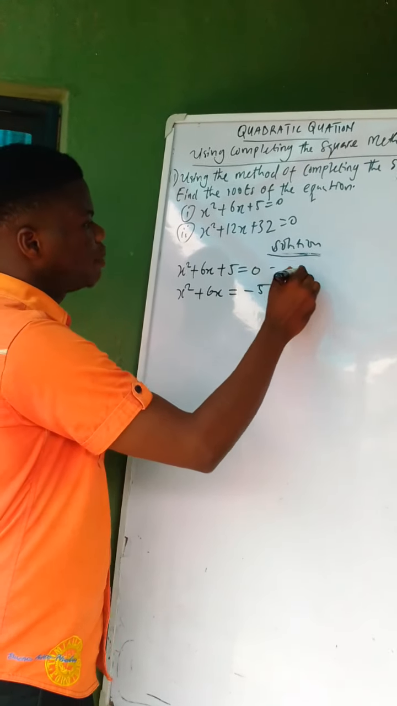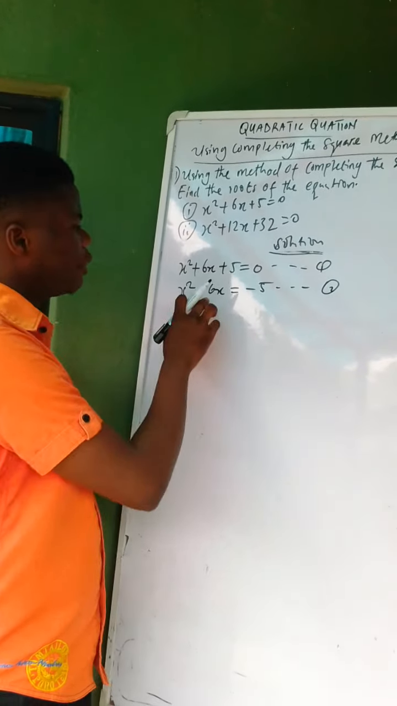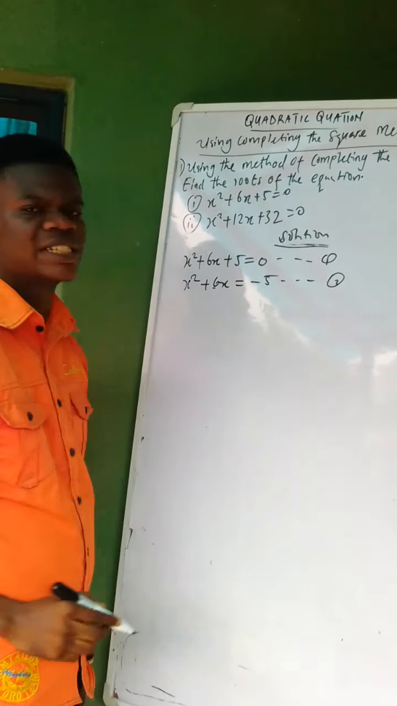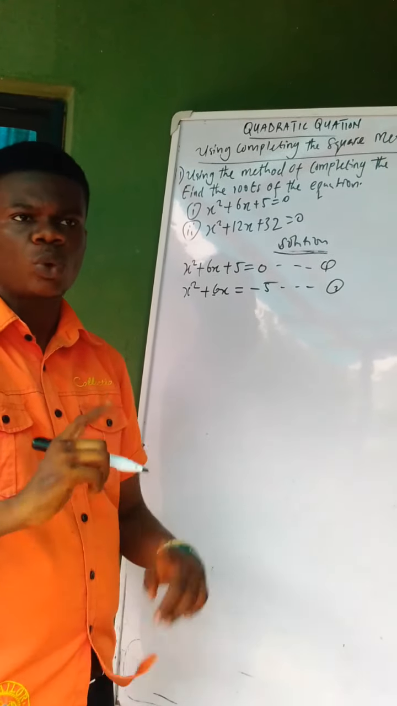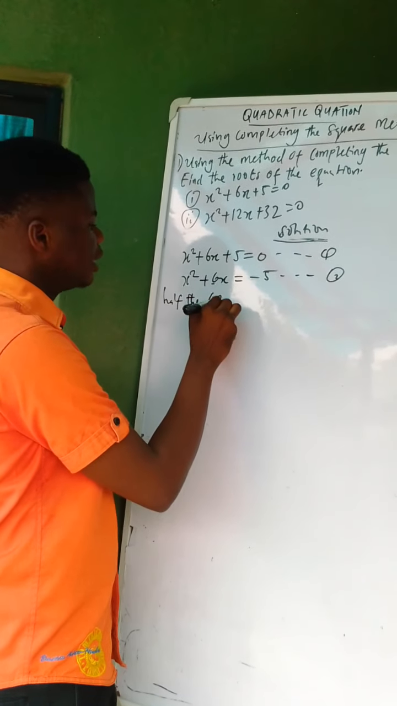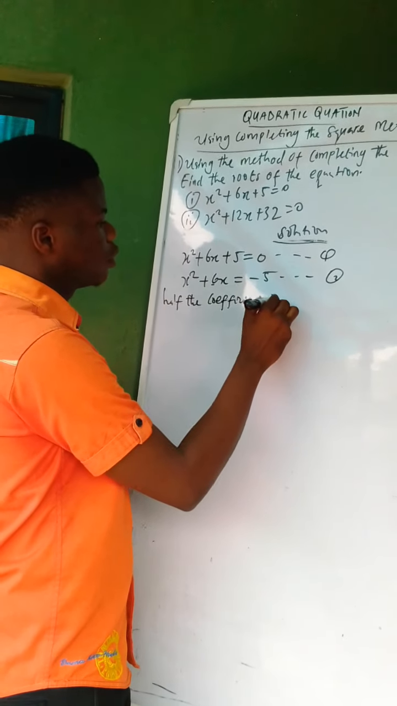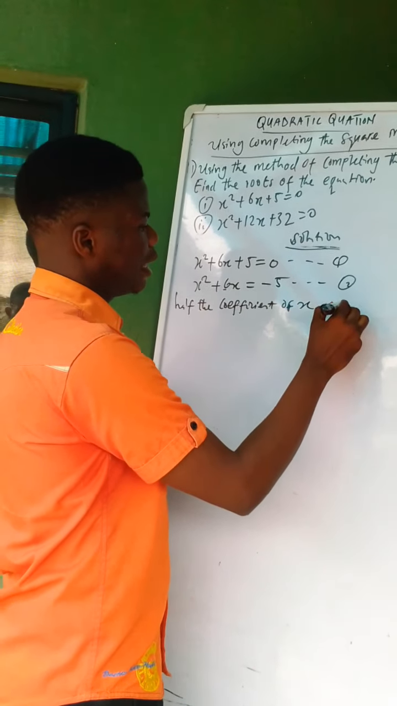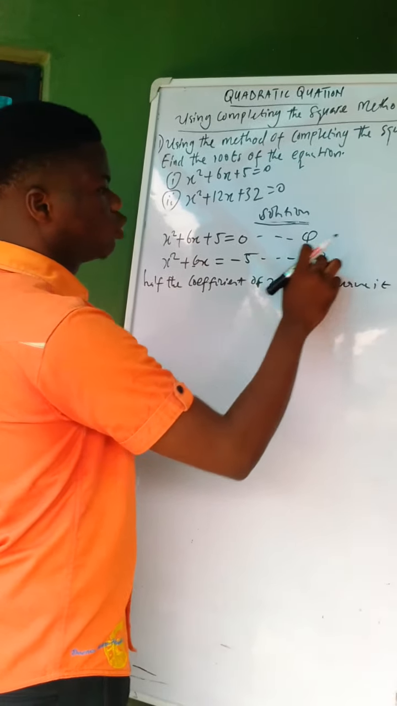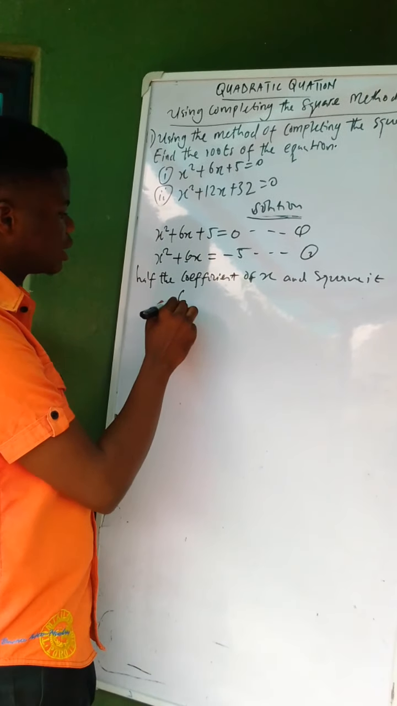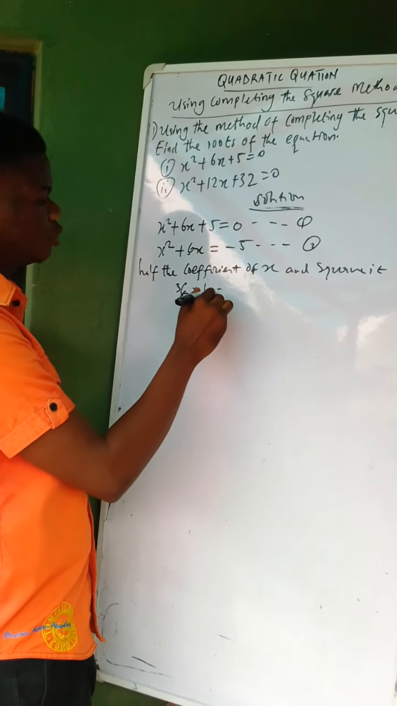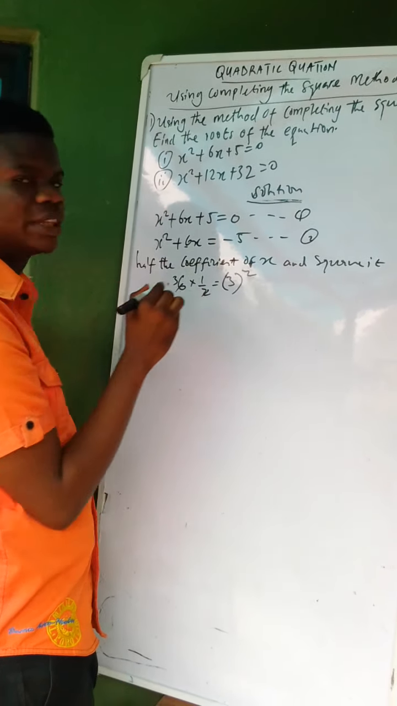I can call this my equation 1, and this my equation 2. So what is the coefficient of x in equation 2? The coefficient of x is 6. So I'm going to half the coefficient of x, square it, and add it to both sides. I'm saying half the coefficient of x and square it, all in equation 2. From equation 2, the coefficient of x is 6. So half of 6 is 3. And if I square it, I have 3 raised to the power 2.